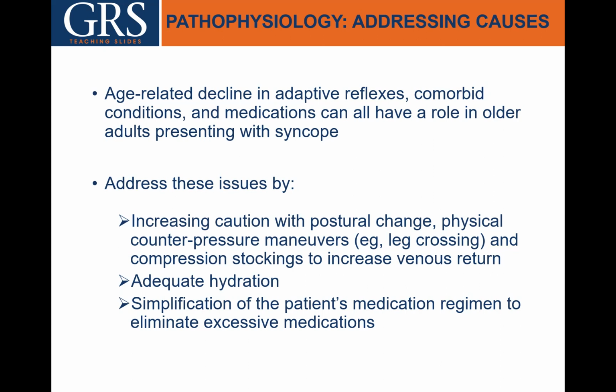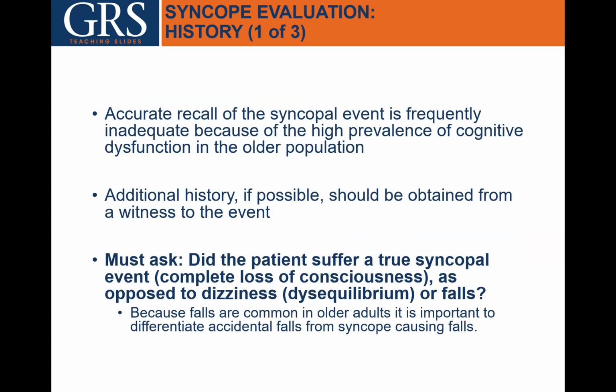including leg crossing and compression stockings to increase the venous return in order to increase preload. Adequate hydration also increases preload. Simplification of the patient's medication regimen to eliminate excessive medication, to prevent decreased preload or decreased cardiac contractility. And also try to maintain a regular heart rate, which we have already talked about before.